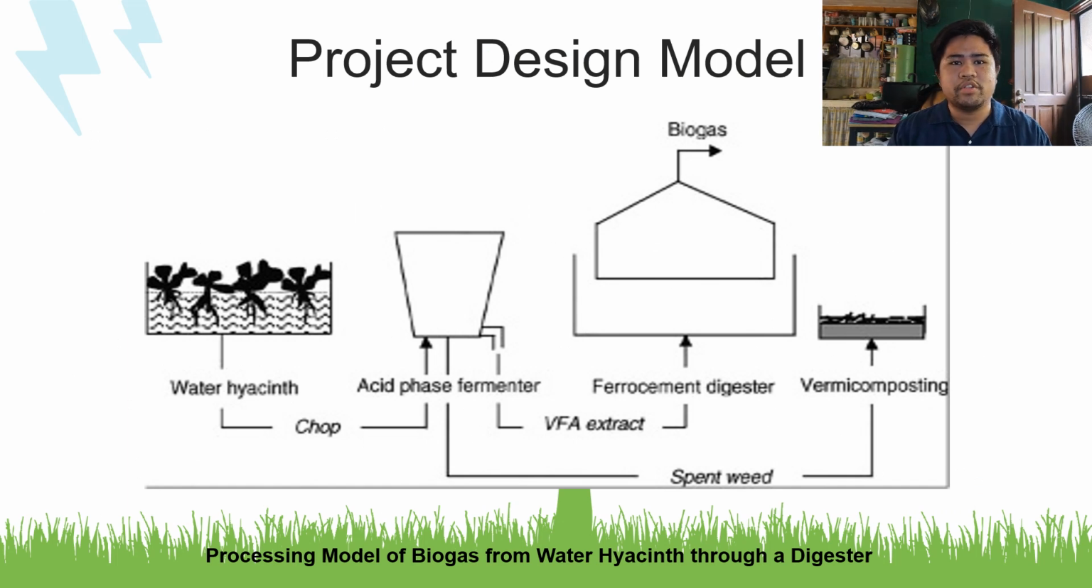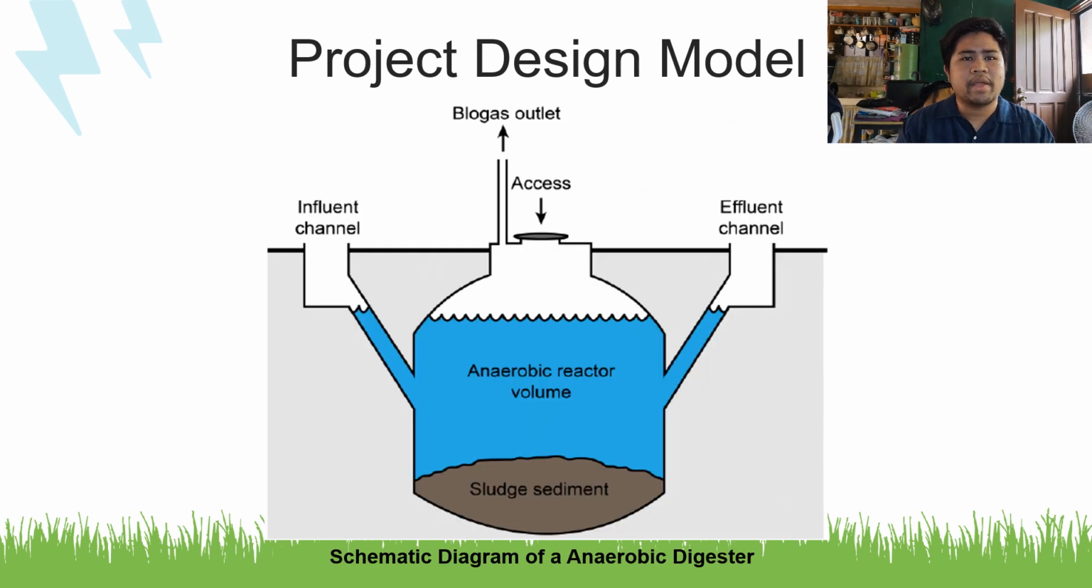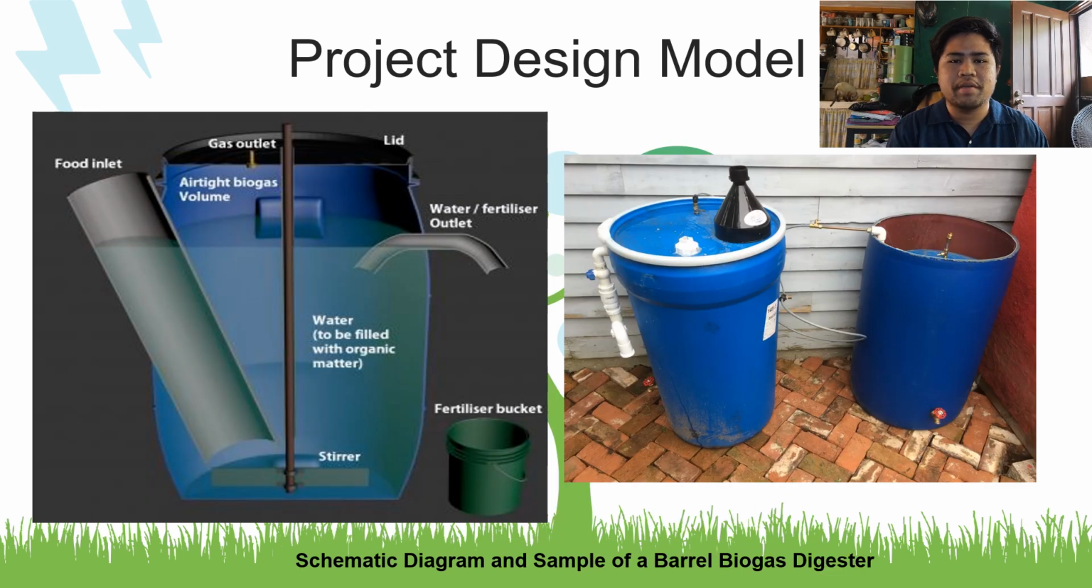For the project design model, shown here is the processing model of biogas from water hyacinth through a digester. First, the water hyacinth is the main material that is fermented in a fermenter. After fermentation, it is fed through a digester where the biogas is then produced. Next is the schematic diagram of an anaerobic digester. Shown here is the schematic diagram and sample of a barreled biogas digester, which is commonly used in small-scale biogas experimentations.